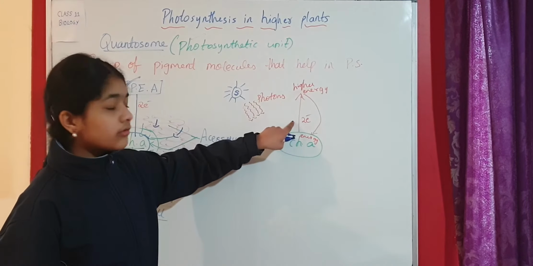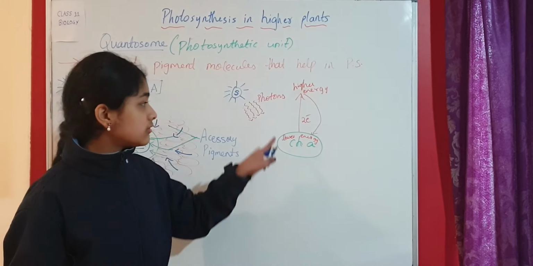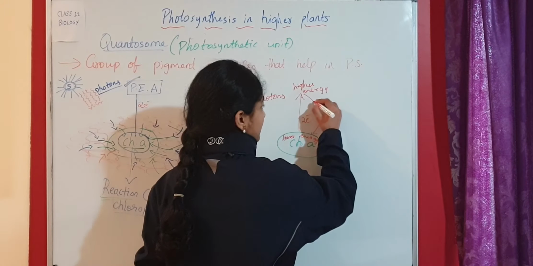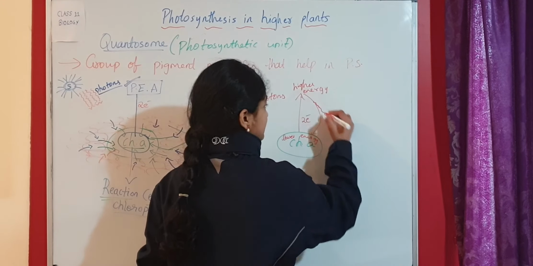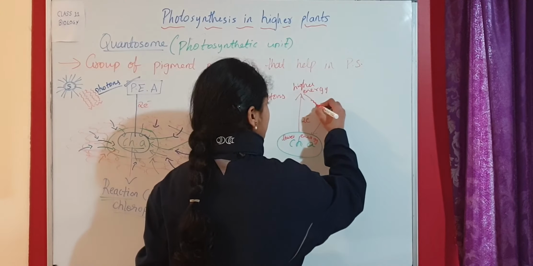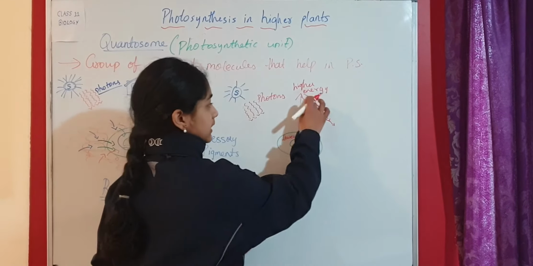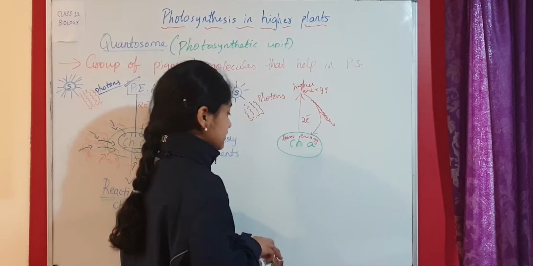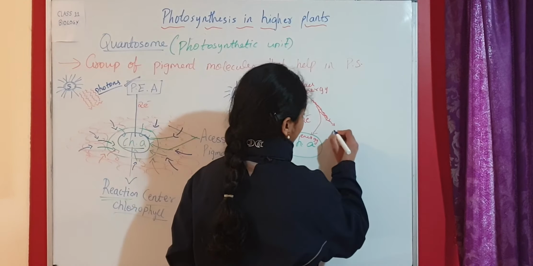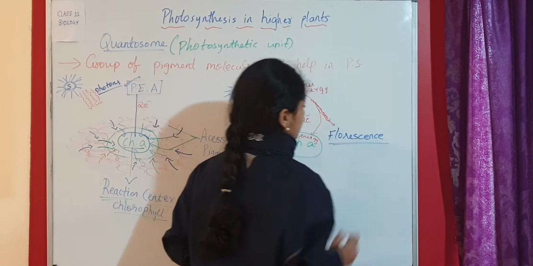When the electron from the higher energy comes back to lower energy, there has to be some change in the energy. There has to be some extra energy that the electron has, and that extra energy is emitted while it is coming back to its former energy. This process of emitting the extra energy while returning to its former energy is called fluorescence.